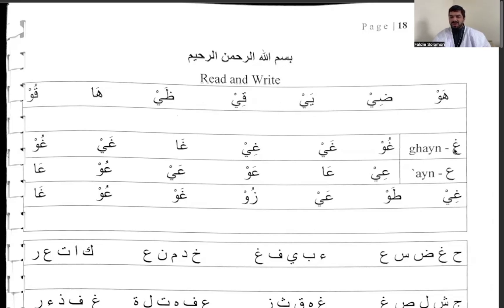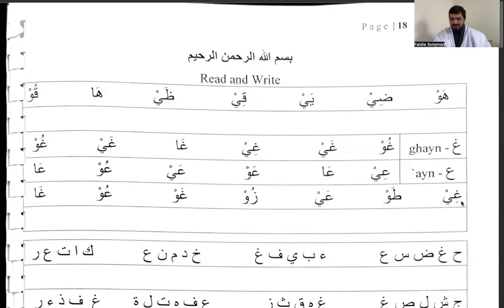So the two new letters today are ghayn and ayn. You can see they look exactly the same, except the ghayn has a dot, a nukta, on top of it. Ghayn. And ayn is also from the bottom of the throat. Ayn. Okay, so let's read the line. This is from the back of the throat also. Ghu, ghi, gha, ghi, ghu. Then the ayn: a, i, u, a.